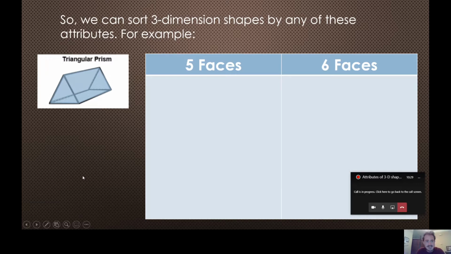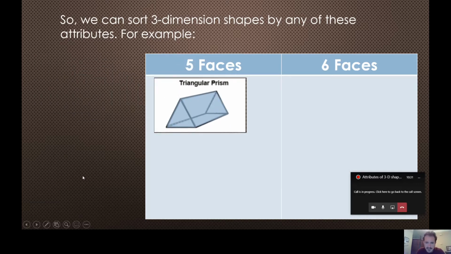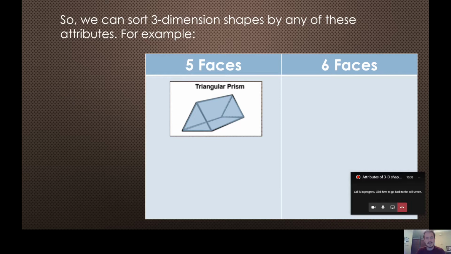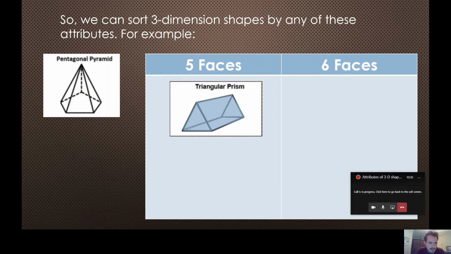Obviously, 5 faces. So let's move it over to 5 faces. And let's look at our next three-dimensional shape. This is called a pentagonal pyramid. It's a pentagonal pyramid because look at the base, the bottom of the shape is a pentagon. It has 5 sides. So then it all comes together at a point up at the top, which makes it a pyramid. So how many faces does this shape have?